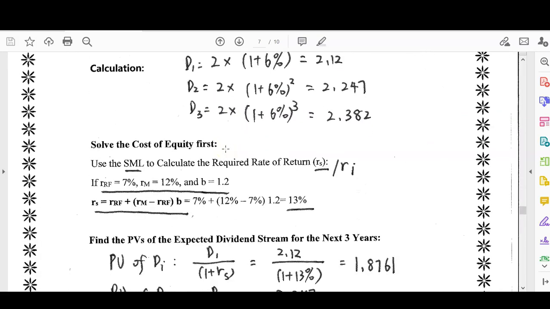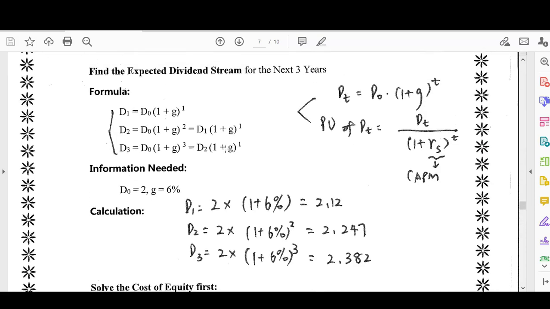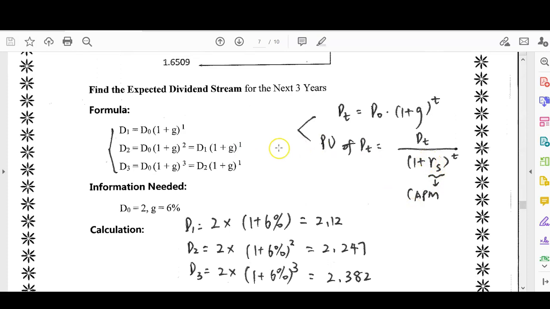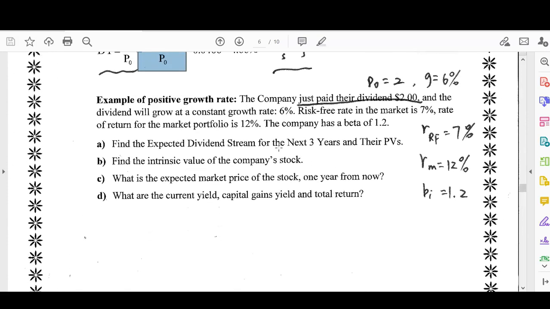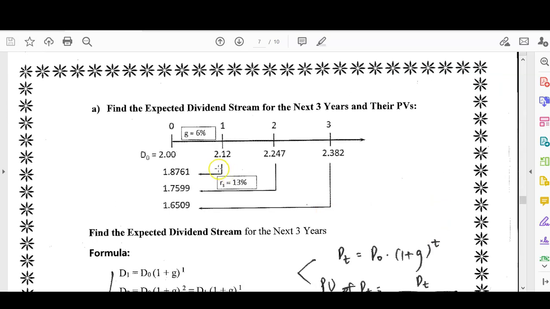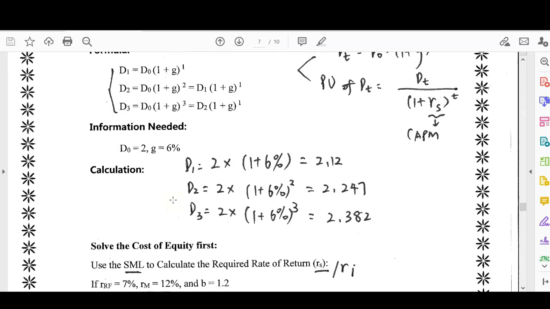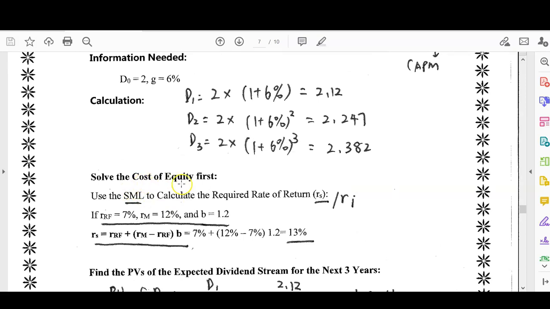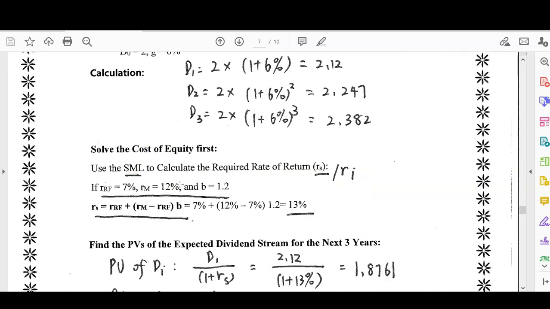For the first, okay, excuse me. So Rs is actually not given here in the question. Okay, the first step is to solve for Rs. We know D0, g, we don't know Rs. However, we know Rrf, Rm, and beta. We can use these 3 measures and CAPM model to solve for Rs. Okay, in order to discount all these dividends, we need to solve for Rs first and then discount them one by one. Okay, in order to solve for Rs, the cost of equity, which is the same as the stock return, we can use the CAPM or SML to calculate Rs.